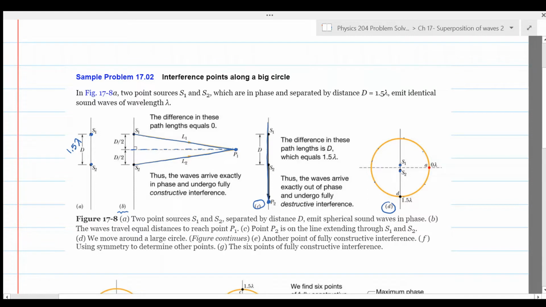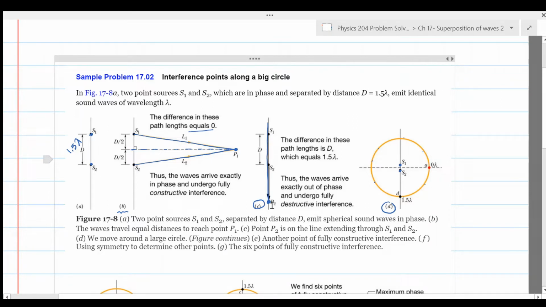Now, the first thing we can notice here is that the path length difference between the two sources is going to be equal to 0, because S1P1 is equal to S2P1, because P1 is equidistant from the two sources since it lies on the perpendicular bisector of the line S1, S2. This means that the waves arrive exactly in phase, and they will undergo fully constructive interference since the path length difference is 0 between them.